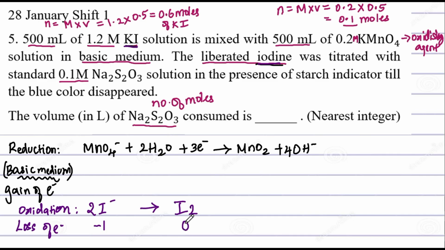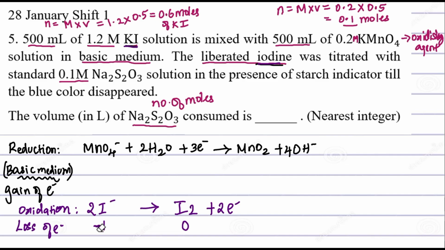So what is the difference? The difference is 1. But how many atoms are involved? 2 atoms are involved. So 1 into 2 gives 2 electrons. So if you see the change in the oxidation number, it tells that 1 electron is lost by 1 iodide ion. Then for 2 iodide ions, it is 2 electrons.